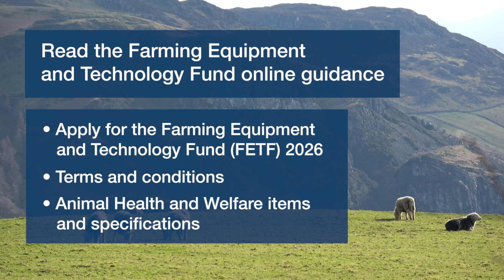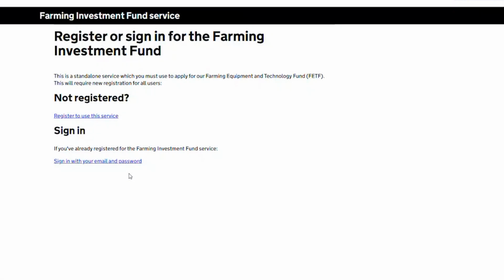When preparing to submit your application, you should read the scheme guidance carefully. Check you're eligible for the fund, check that the equipment you are interested in purchasing is eligible, and that you understand the rules that apply. To apply for any FETF grant, you must create a Farming Investment Fund account. If you have not already done so, please see the video, How to Create a Farming Investment Fund Service Account. For the purpose of this video, we will assume you have already created an account.